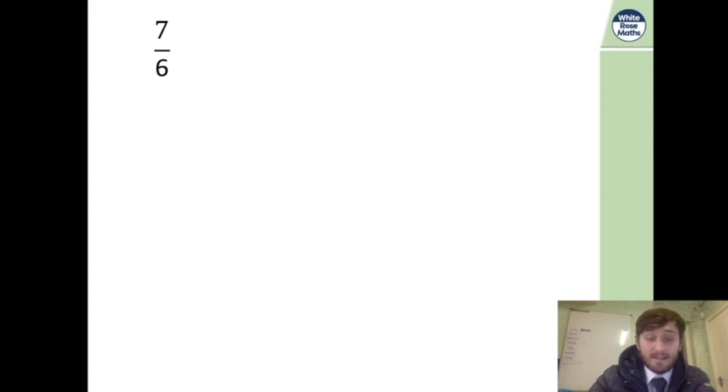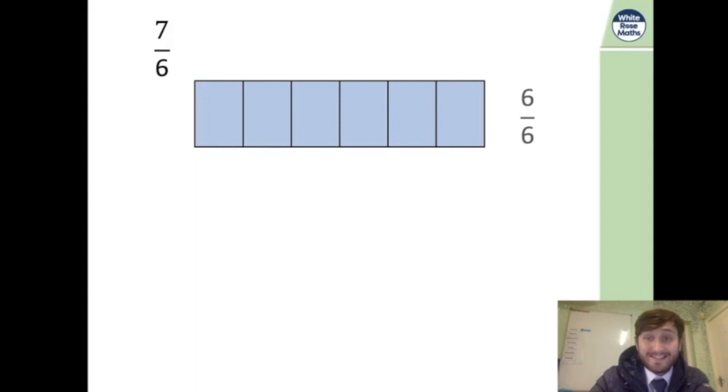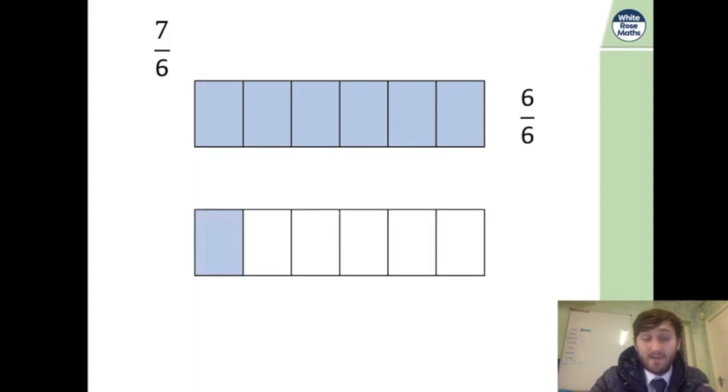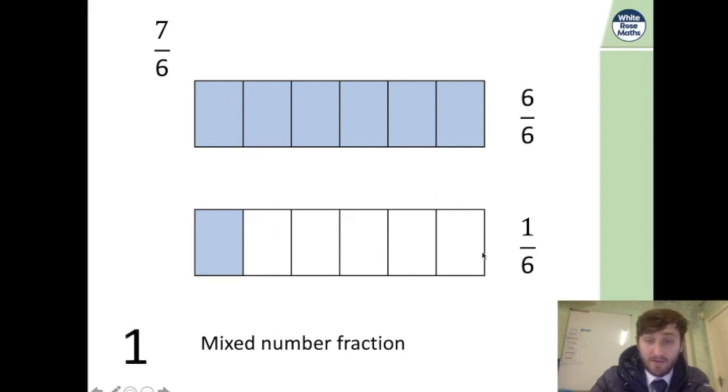Another example of this is 7 sixths. So well, straight away I know that I've got 1 whole because 6 goes into 7 once, and I've got 1/6 left over. But to show this, again, I've got an improper fraction. I've got 6 sixths, and I've got 1/6. So as a mixed number fraction, I've got 1 whole, and I've got 1/6.